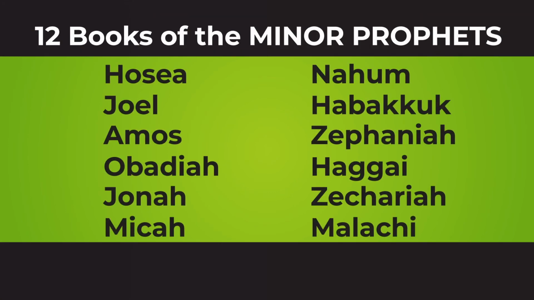The 12 minor prophets aren't minor because they're less important than the major prophets, just shorter. In fact, all 12 of these were written on the same scroll by Hebrew scribes. That's how short they are. In fact, the ancient Hebrews simply referred to these 12 books as the 12.